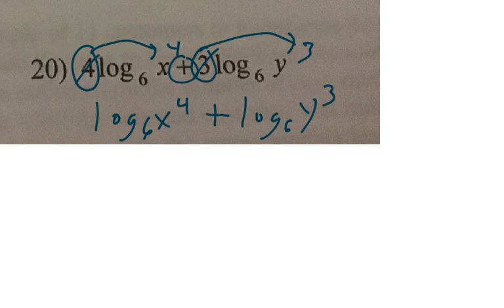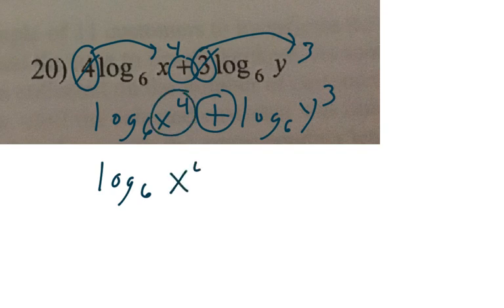So far, all I did was take the multiplying numbers, the coefficients, if you want to call them, and move them up as exponents. Now let's take care of the plus. In the last video, we learned that plus came from multiply. Well, we're just going to go in the opposite direction. So we're going to say log base 6 of x to the 4 timesing with the log base 6 of y to the 3. So notice the plus became a times.